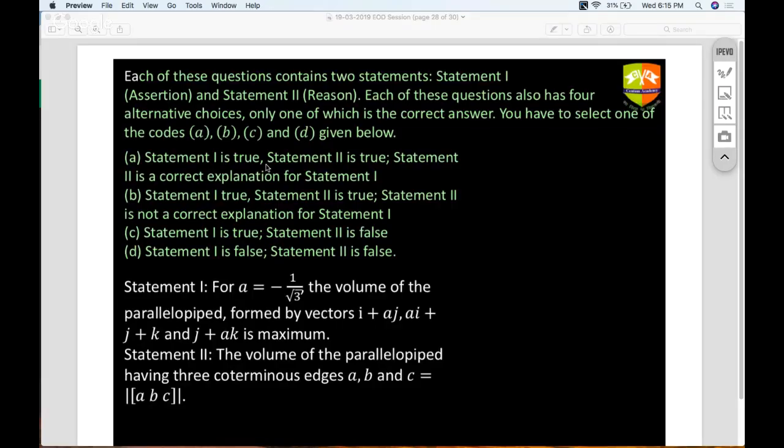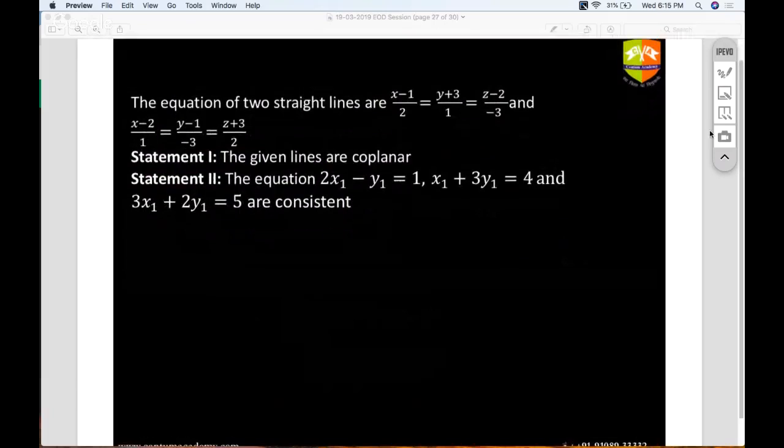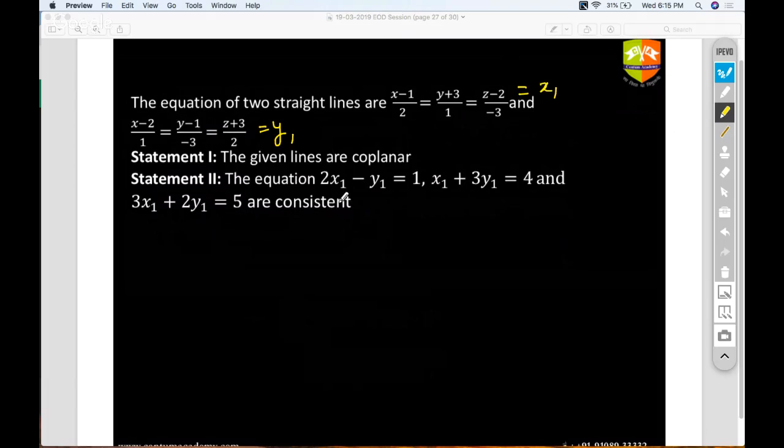To answer your question, how is statement 2 explaining it? If you go back to the previous question, x1 and y1 are like your parameters over here. Correct? So if these values of x1 and y1 are found out, that means there exists some value of x1 and y1, that means these two lines intersect. The moment any two lines intersect, we can always pass a plane through them and call it coplanar.